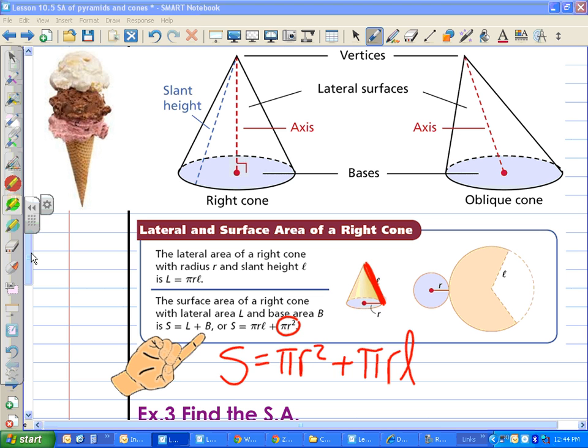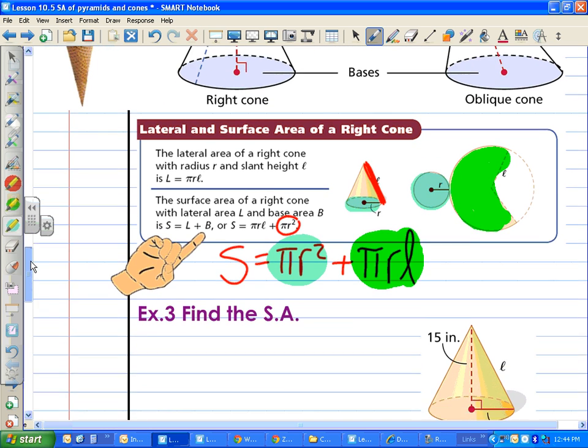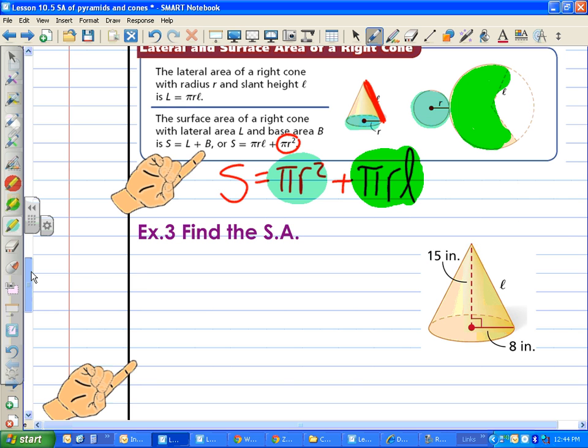Again, two things. Let me just highlight this. This is for my lateral. This is for this part right here. And then the base is a circle. And you know how to find the base. Okay. Now let's go ahead and practice this one. These should be a little easier. Actually, a lot easier than the other pyramids, okay?